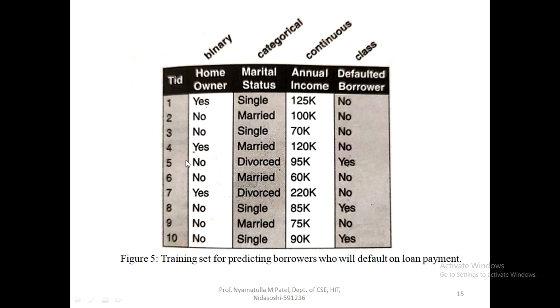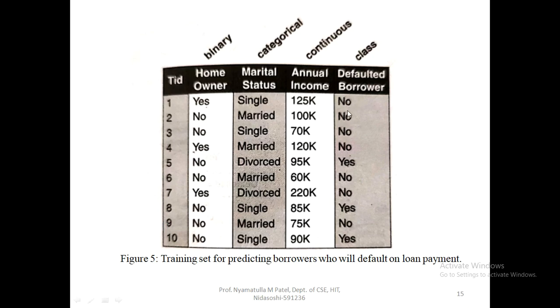We have different transaction IDs from 1 to 10 and different attributes. Homeowner is a binary attribute, yes or no. Marital status is a categorical attribute, which defines whether a particular person is single, married or divorced. Then there is a continuous attribute, annual income, which gives how much money a particular person earns, such as 125k or 100k and so on.